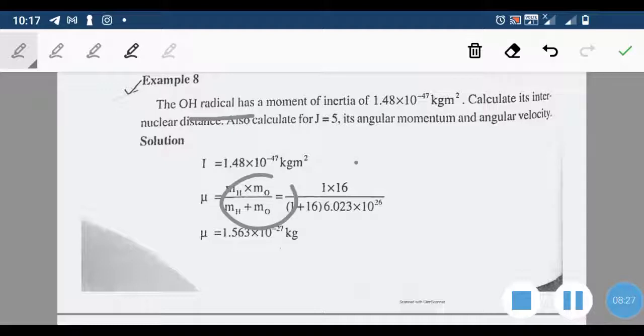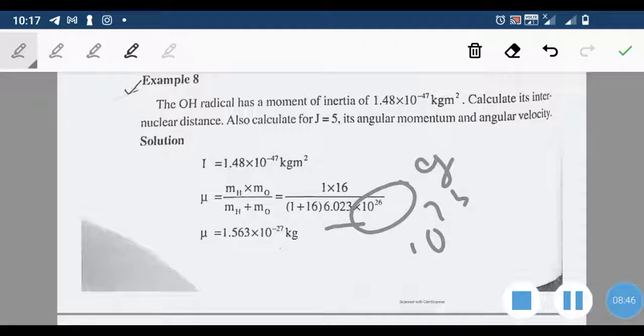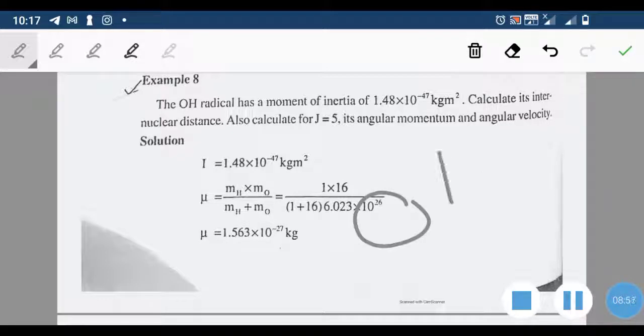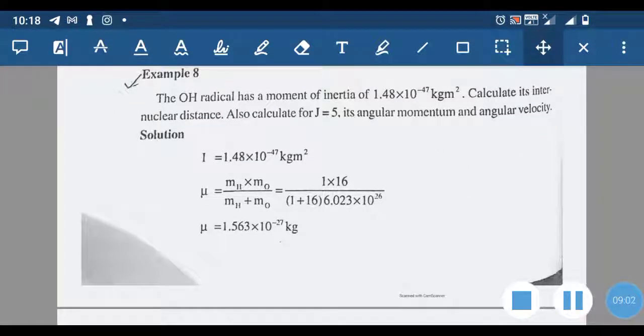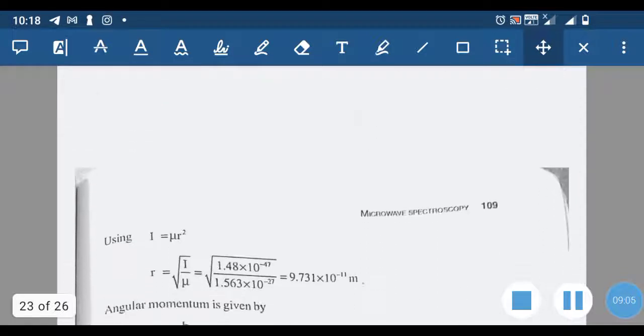For hydrogen, the atomic mass is 1. For oxygen, it is 16. So 1 into 16 divided by 1 plus 16, into Avogadro number, 6.023 into 10 raised to 23. Then the value will be obtained in gram. So for obtaining the value in kilogram, you have to again multiply it with 10 raised to minus 3. So the value of mu will be obtained in the unit of kilogram. That mu is obtained here as 1.563 into 10 raised to minus 27 kilogram.